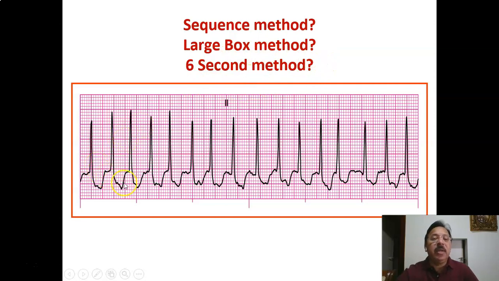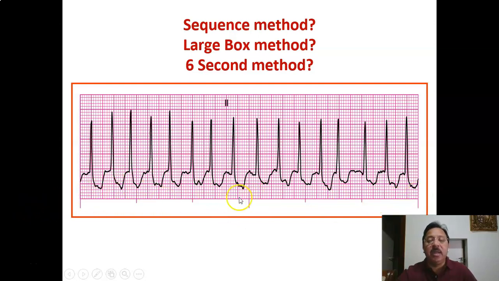So how to apply this one? Just calculate the 6 seconds. The 6 seconds are equal to 30 large boxes. So from here till here are 30 large boxes. On ECG paper, sometimes there are markings after every 3 seconds or 5 seconds. From here till here are 3 seconds, and till here are the 6 seconds. So 15 large boxes, 3 seconds, another 15 large boxes, 3 more seconds.